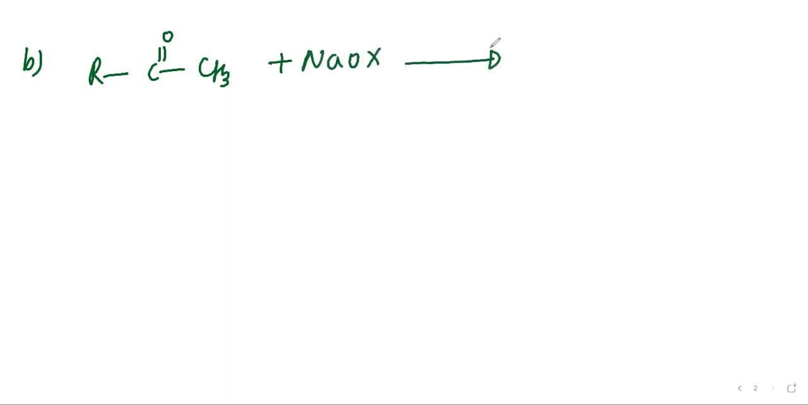Now see the next example, that is B. The B reaction is R C double bond O CH3. When it reacts with NaOX, this reaction is called the haloform reaction. Why is it called haloform?